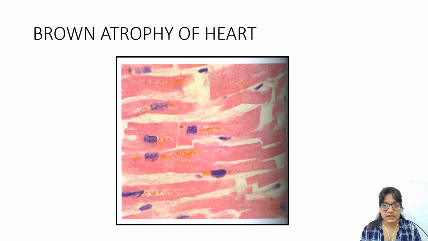You see the muscle fibers are atrophied and narrow, and also collection of lipofuscin granules are mainly present at the poles of the nuclei. See, this is the nuclei, and it is present at the poles. You can see here the yellowish brown pigment. So this is the brown atrophy of heart.